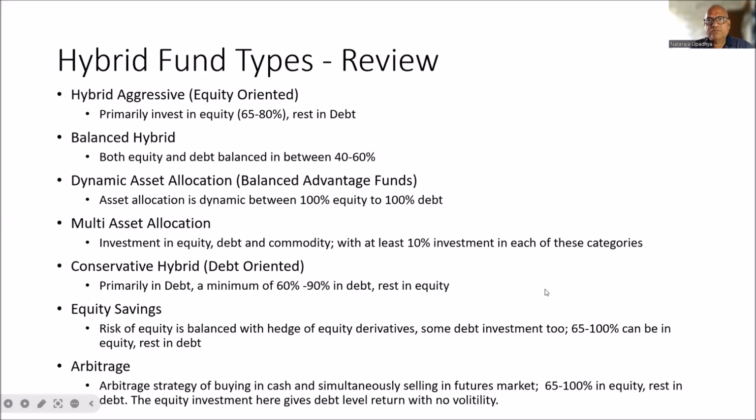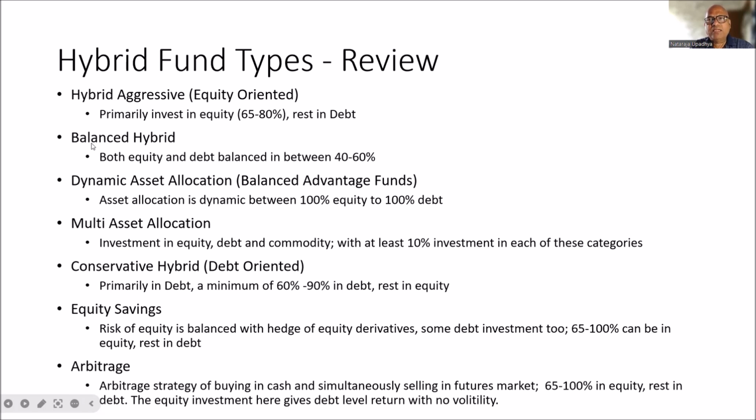Now, before we proceed with the analysis, it is good to review our understanding of various types of hybrid funds. There are 7 different hybrid funds as identified by Value Research. First one is hybrid aggressive. These funds are also called equity oriented funds in other contexts. They primarily invest in equity, 65 to 80%. The rest, which can be 20 to 35%, will be in debt.